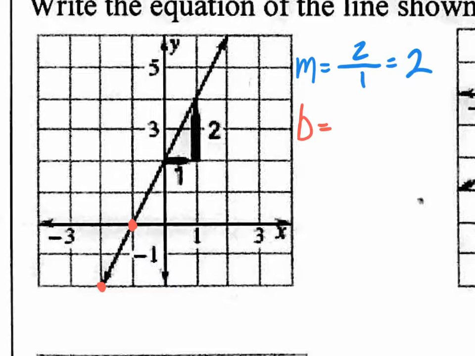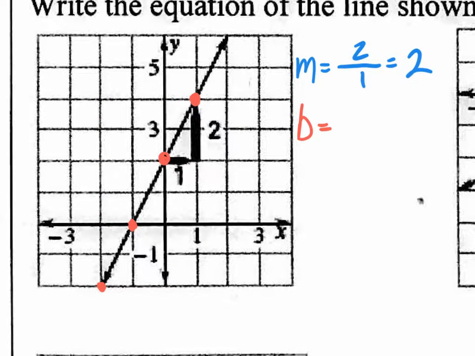Now, you don't have to use these 2 points. They suggest that we use this point and this point, but you could use any points you want. It's still going to be the same, up 2 over 1. Even if you were to go from way down here to way up here, check it out. Up 1, 2, 3, 4, 5, 6, and over 1, 2, 3.